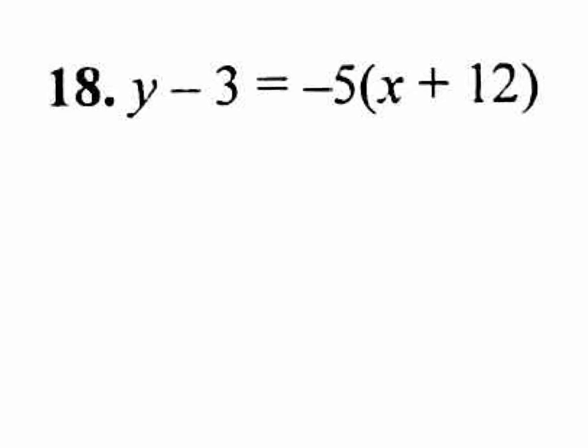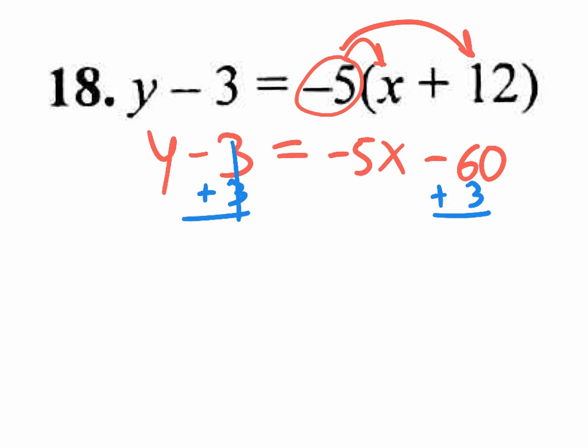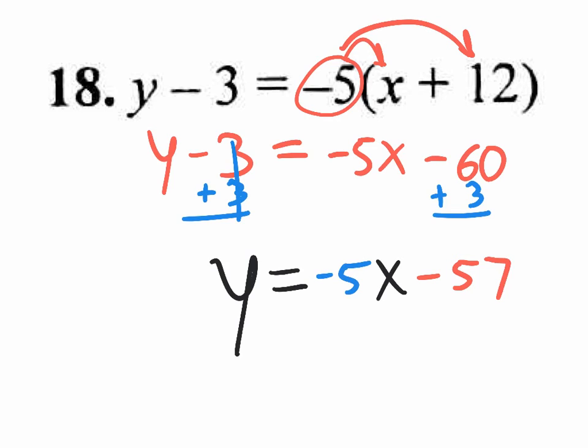Let's get it to slope-intercept form, y by itself. So I want to get rid of the parentheses. What do we do? Multiply -5 times x, get -5x. -5 times 12, you get -60. Bring down the equal sign, bring down the y minus 3, and let's get y by itself. What do we do? Add 3, add 3. My new equation in slope-intercept form will be y equals -5x, where -5 is my slope, plus b, which in this case is going to be minus 57, because if you owe somebody $60 and you only have $3, you're still going to owe them 57.